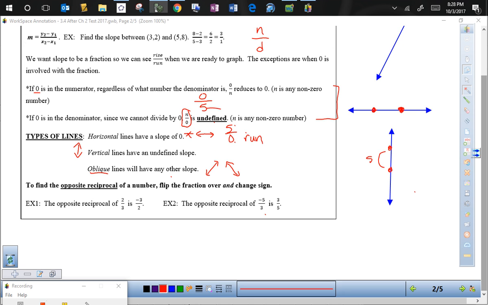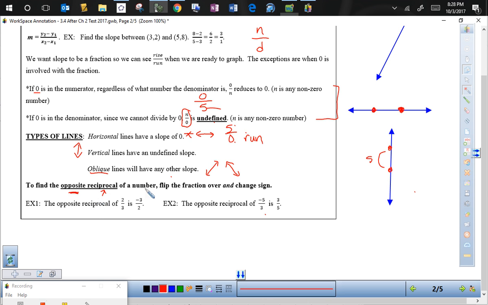The last thing we need to talk about is what it is to be an opposite reciprocal. Opposite just means the opposite sign. So if it was positive, it becomes negative. If it was negative, it becomes positive. Reciprocal means you take the fraction and you flip it over. The top number goes to the bottom, and the bottom number goes to the top.